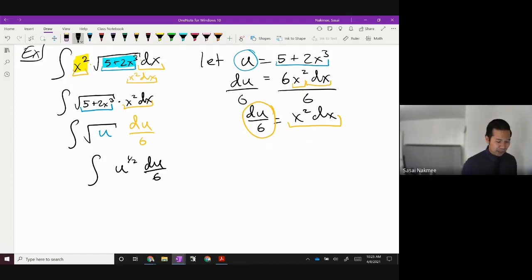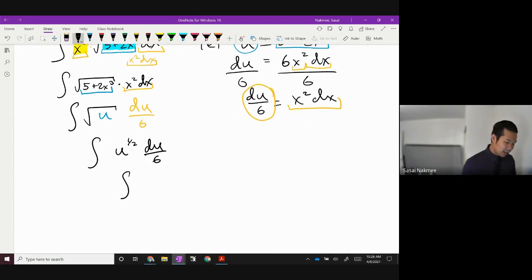And you'll say, that over 6 still makes me feel uncomfortable. I don't like dealing with fractions, but fractions aren't that bad, especially if there's no variables involved with them. Du over 6, hopefully you guys agree, is the same thing as 1 over 6 times u to the 1/2 du, right? Now that 1 over 6 is the same thing as a coefficient, right? Which means I can take that and write that in front as 1 over 6 times the integral of u to the 1/2 du.